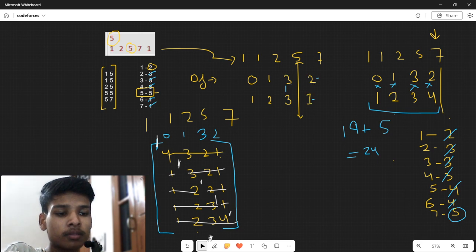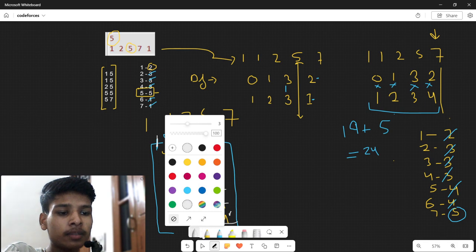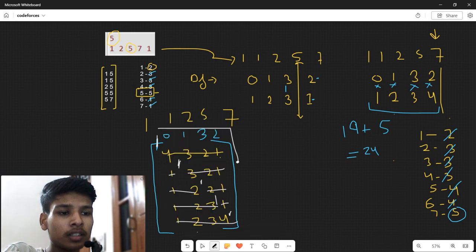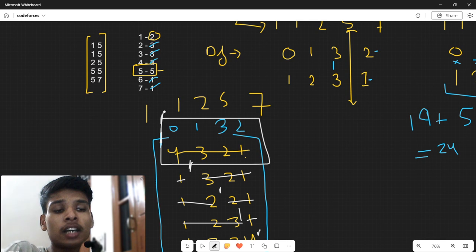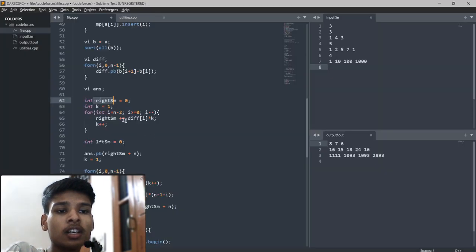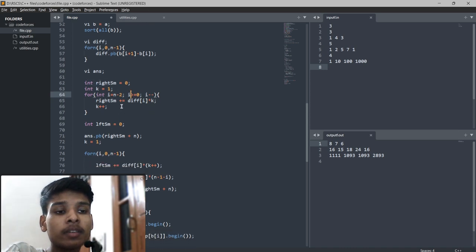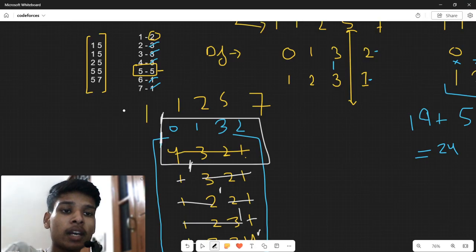For example, in a case like this, where my number is at this position, what will the answer for this be? The answer will always be the adjacent difference multiplied by the corresponding numbers 1, 2, 3, 4. So in this case I am counting the right sum. My right sum would be the difference array multiplied by number k, and I keep increasing k. By calculating the right sum, I got my answer for this number.